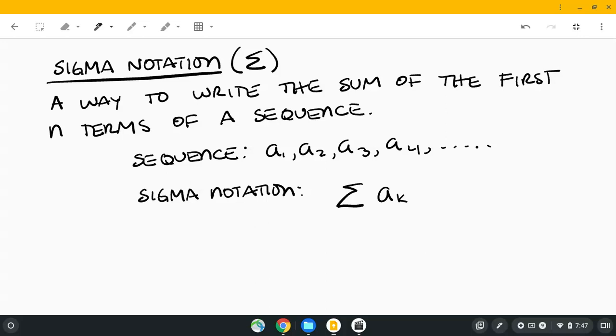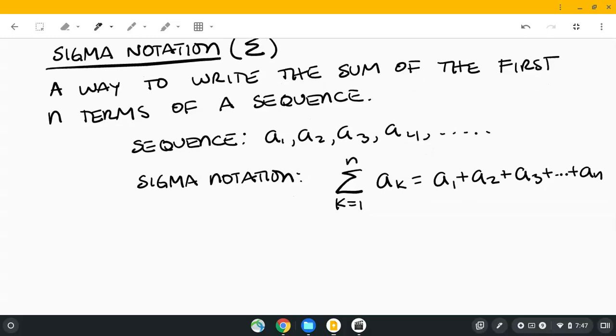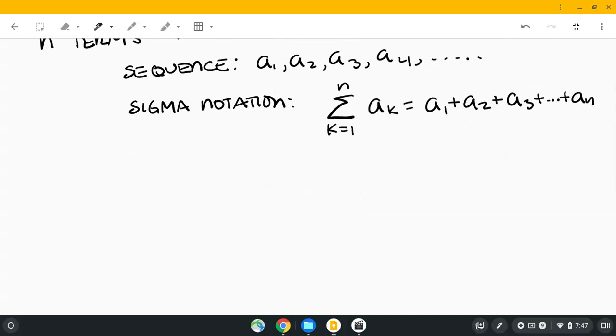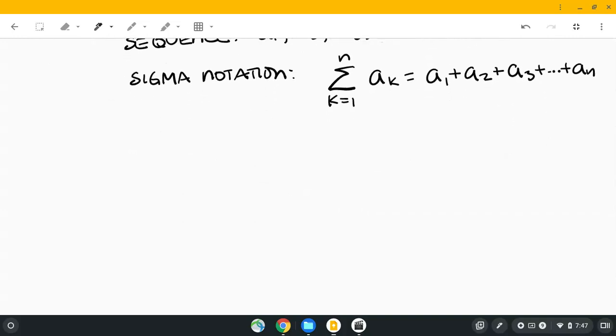I'll go over what a_k is, and k equals 1 all the way up to n. I'll go over what all of these mean, but it basically means you are taking the sum of the first n terms. Okay? All right, so let me go over the parts a little more in detail.